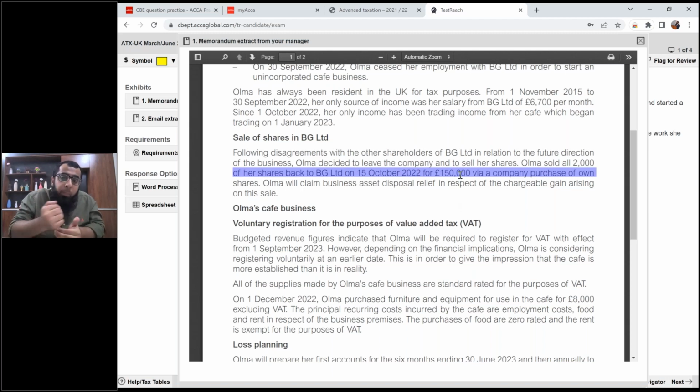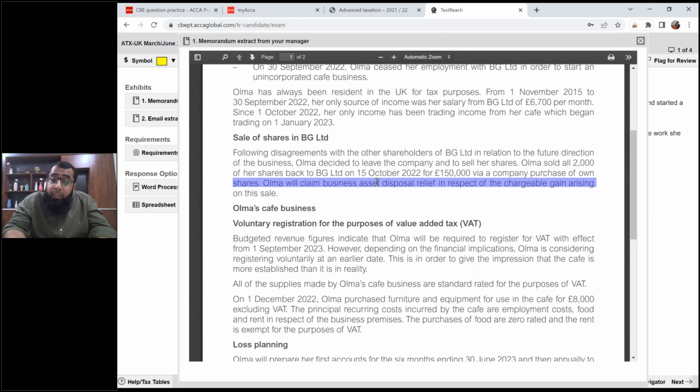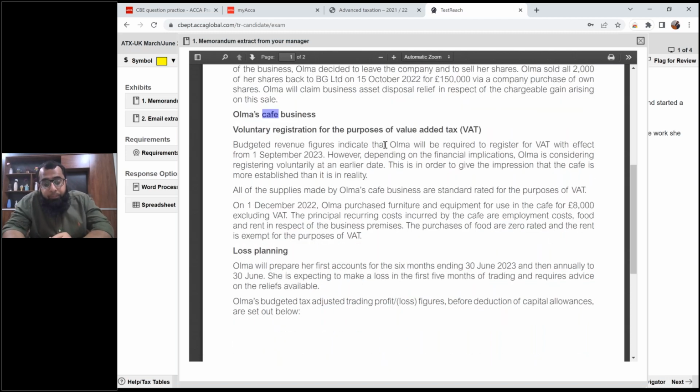She has given her shares back to the company via a company purchase of own shares. Alma will claim business asset disposal relief, which means 10% CGT in respect of the chargeable gain arising on this sale. Then we have detail relating to Alma's cafe business. Voluntary registration for the purpose of that.